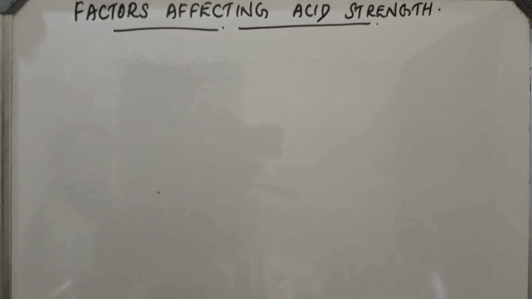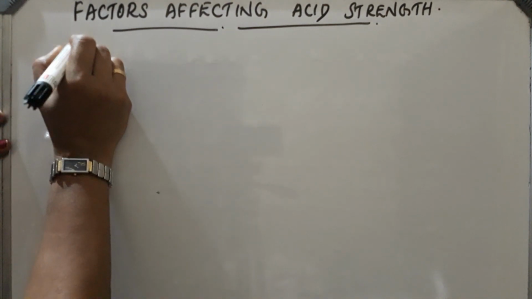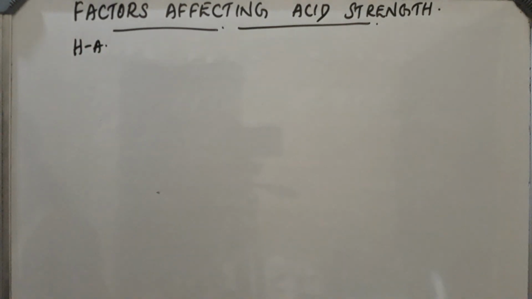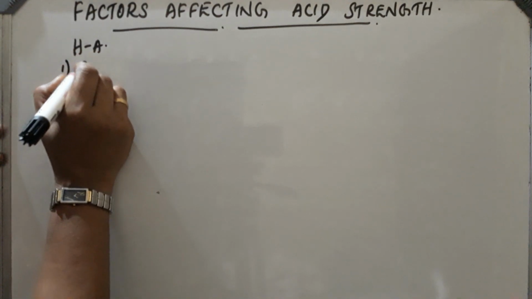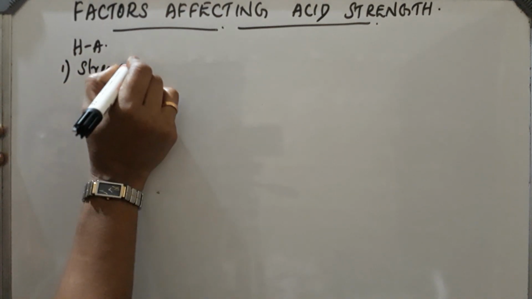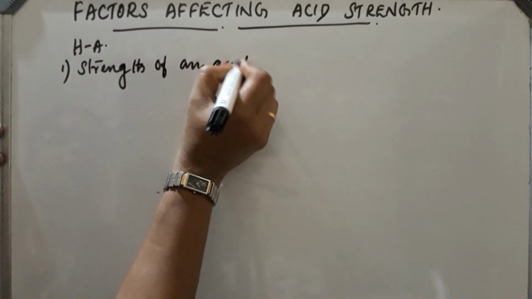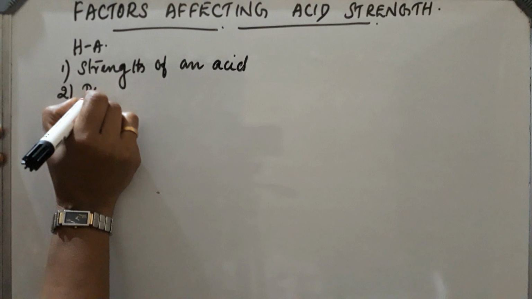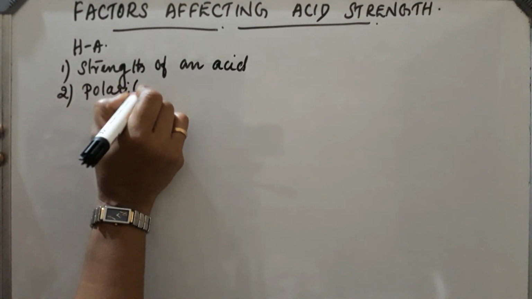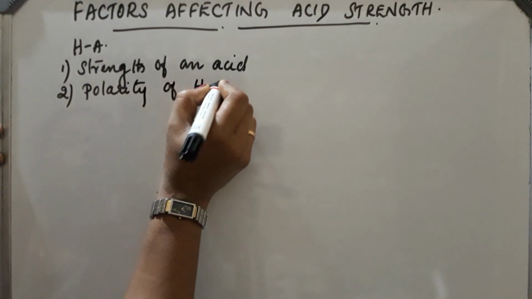Good morning. Today's topic is factors affecting acid strength. So, consider an acid HA. The extent of dissociation of an acid depends upon two factors. First one, strength of the HA bond. And second one is polarity of the HA bond.